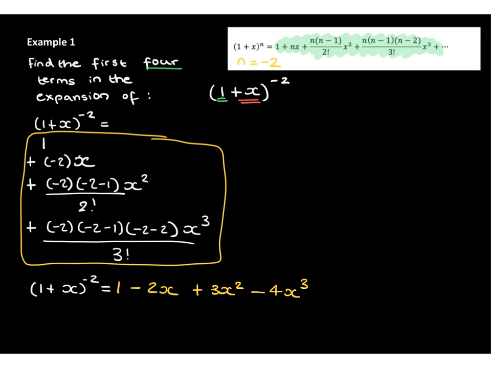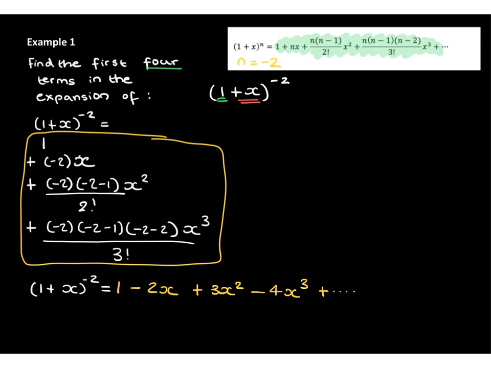Now, we could keep on going, because if you think about how the formula works, it's infinite. We can carry on creating more and more terms each time. I've only been asked to calculate the first 4 terms in this expansion, so I'm going to stop here, and I'll put a plus ... to indicate that there could be more terms in this expansion.